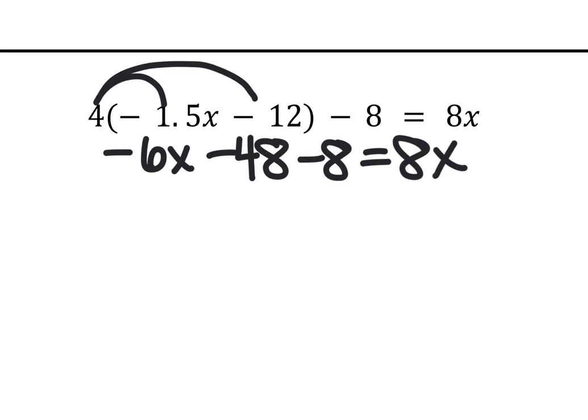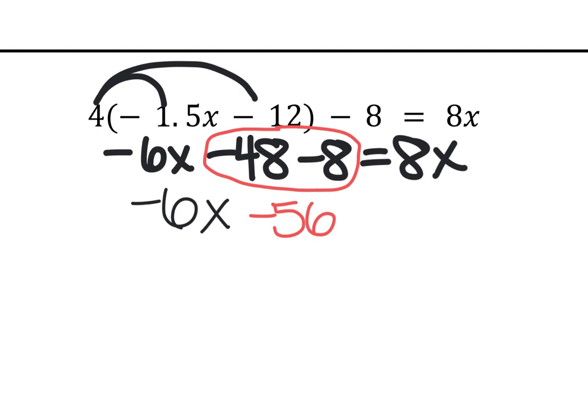I'm going to combine my like terms. So I see two plain numbers here right next to each other. So -48 minus 8. I get -56. So this is -6x minus 56 equals 8x. Now my goal is always to get variables on one side, numbers on the other. Right now I only have one number, and it's the -56 that's on the left. So I'm going to move my -6x to the right.